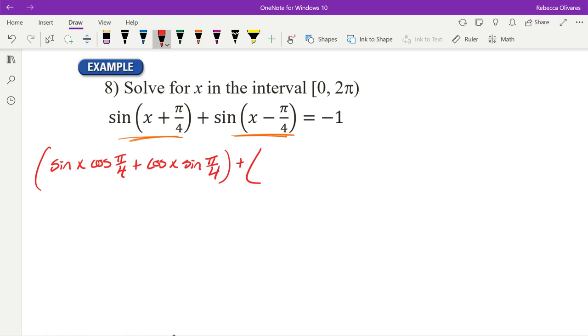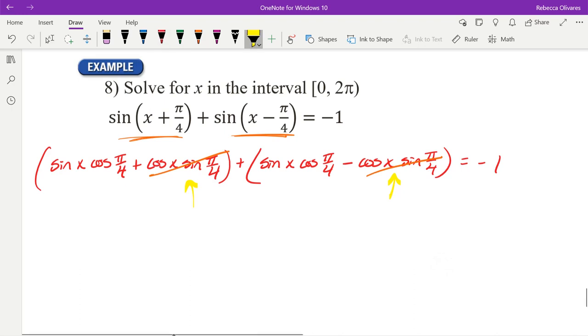Plus, I'm just going to use parentheses to keep my work straight. So that's going to be sine of X times cosine of pi over 4 minus cosine of X sine of pi over 4. Okay, and that's equal to negative 1. Now I put the parentheses there to help organize my work, but the parentheses are not doing anything. So we can see that we have a negative cosine X sine of pi over 4, and over here I have a positive cosine X sine of pi over 4. So those reduce down to 0.